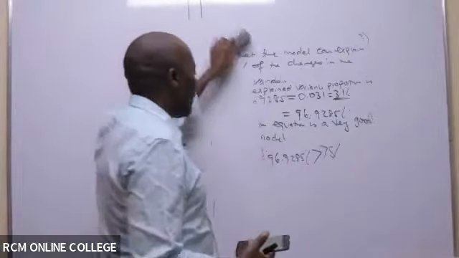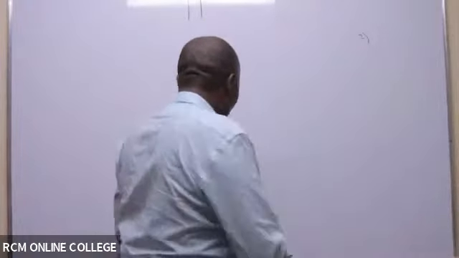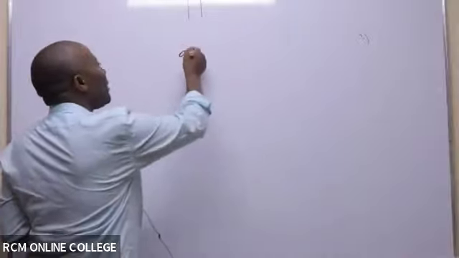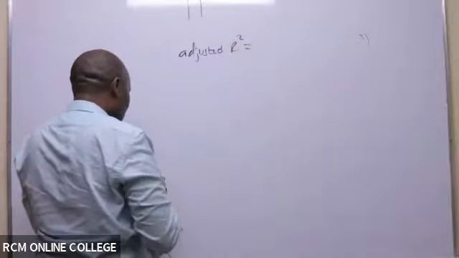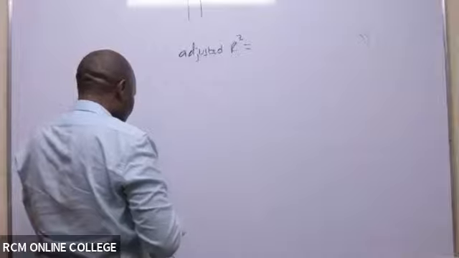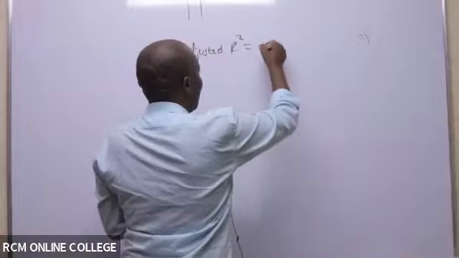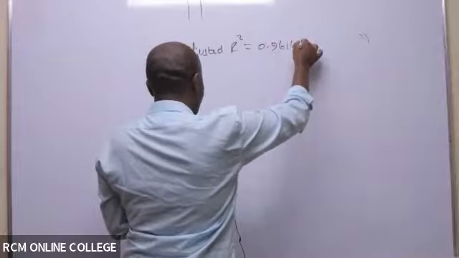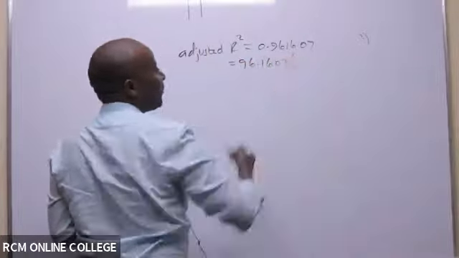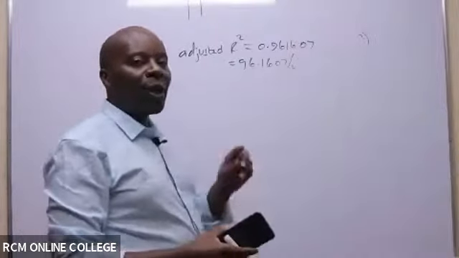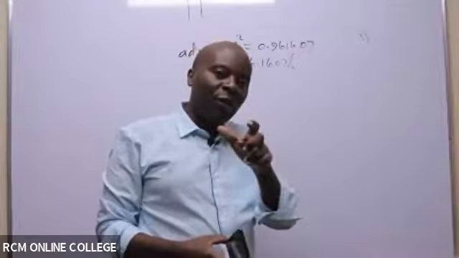You simply write it there as adjusted r squared. You use the same language. So the adjusted r squared from the table is 0.961607, like that, which is the same as 96.1607%.